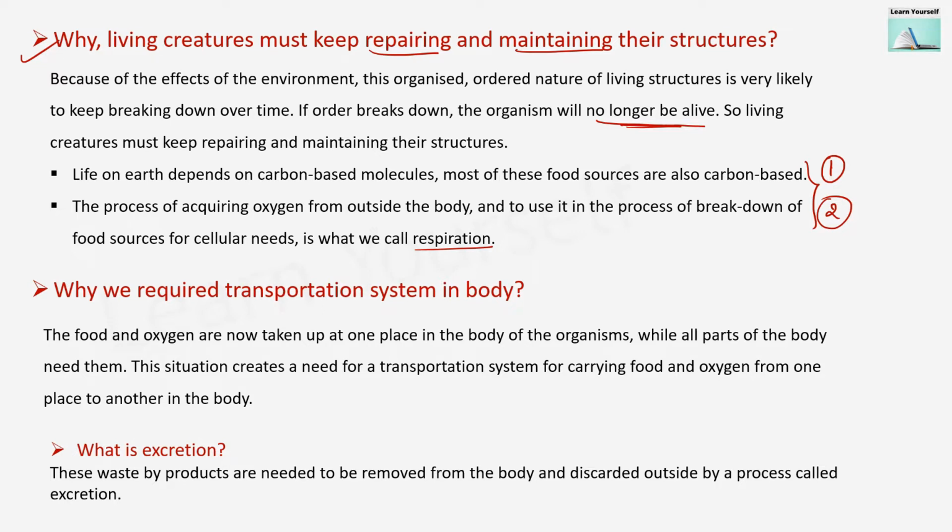Now second, why do we require a transportation system in the body? Because all the metabolic processes happen in one particular organ or one particular body part. When the energy is generated in one particular body part, it has to circulate throughout the body, then only the body will work, and that's why we require transportation. So food and oxygen, whatever will be taken up by a specific organ, has to circulate throughout the body. For example, oxygen will be in the lungs, but our fingers require it, our legs require it, so it has to be transported to that specific organ. That's why we require a transportation system.